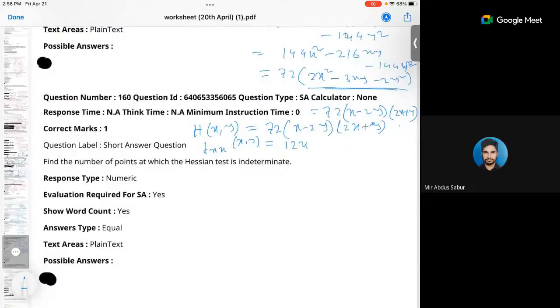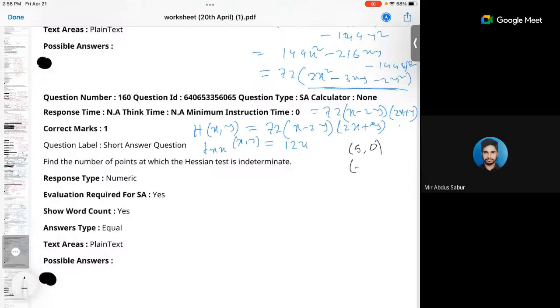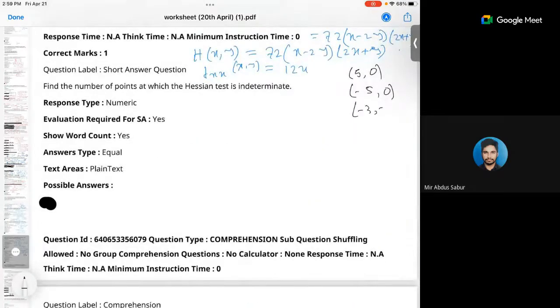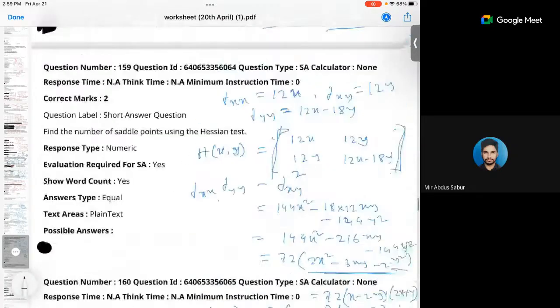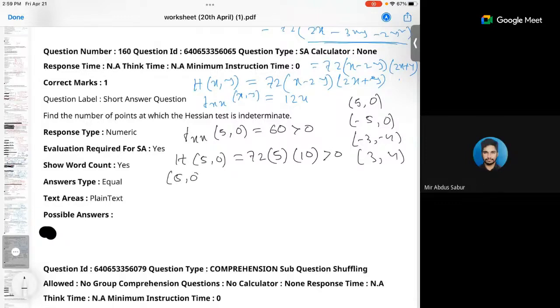Now we have to check those 4 points: 5, 0, minus 5, 0, and then minus 3, minus 4, and 3, 4. Now apply here. So f_xx at 5, 0 is equal to 60, that is greater than 0. H at 5, 0 is 72 into 5 into 10, so it will be greater than 0. So minimum. So 5, 0 is a minimum.